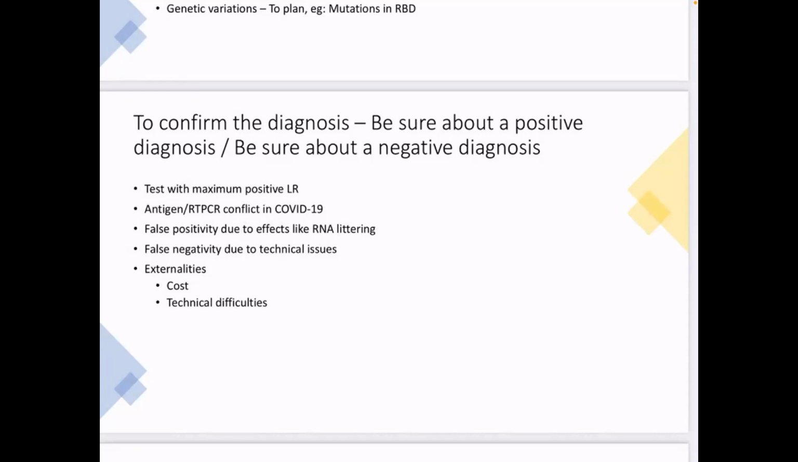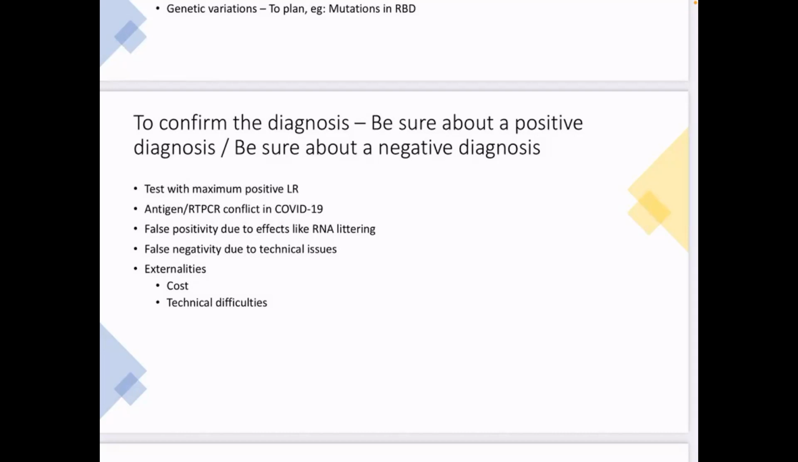If you look at the positive likelihood ratio or the negative likelihood ratio, RT-PCR may be a better test compared to antigen. But there are so many other things that are very important at the time of a pandemic. At the time of a pandemic, you cannot depend only on the technical efficiency of the test, because a pandemic affects the community, and there are a lot of other forces in the community.